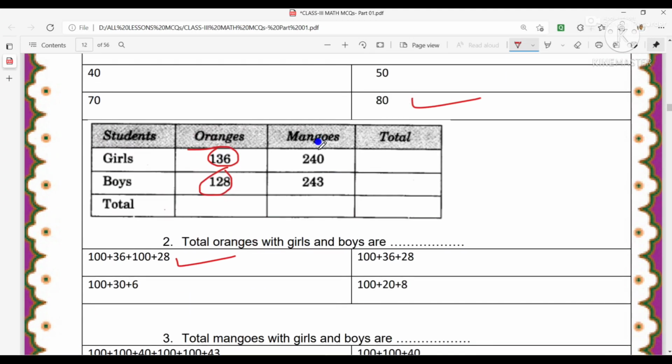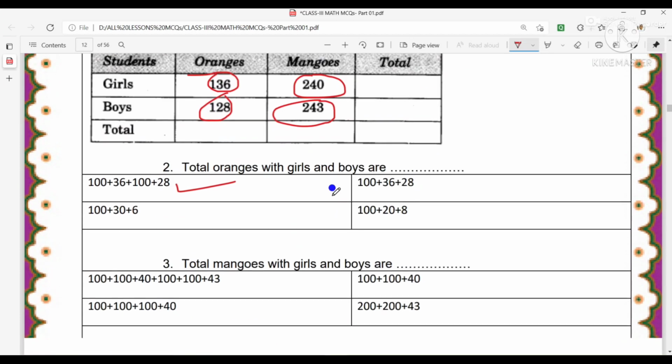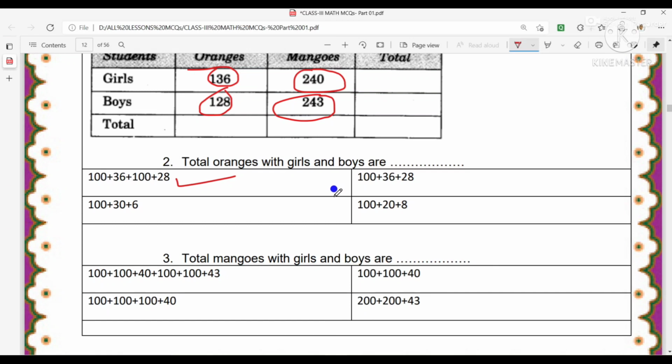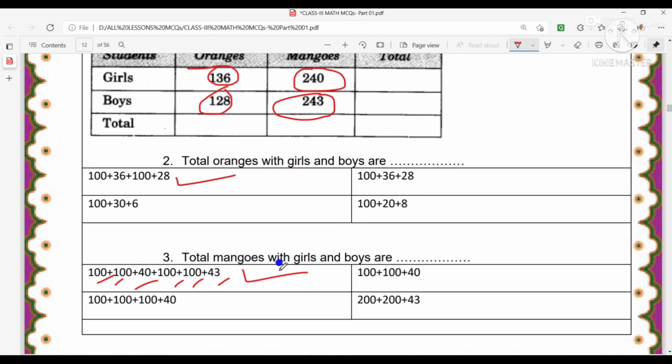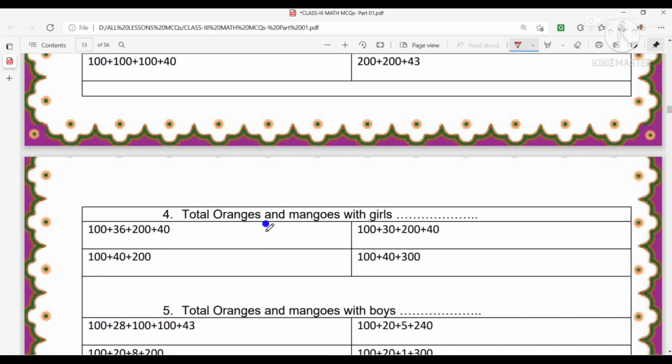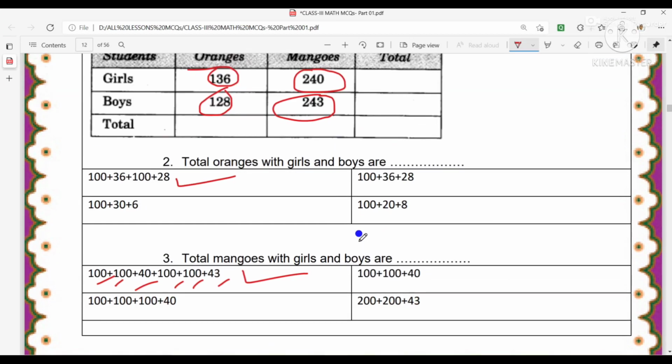Total mangoes. Girls 240 and boys 243. That means 240 plus 243. Right. 240 means 100 plus 100 plus 40. Then 243 means 100 plus 100 plus 43.